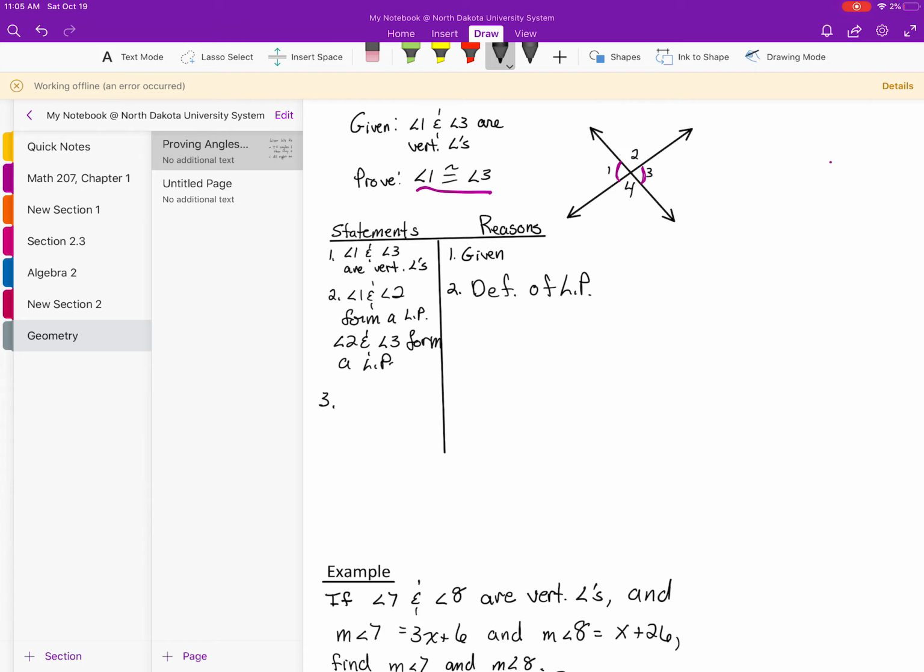All right, so what's my next step? What does that get me? Well, now we know that angles 1 and 2 are supplementary. And angles 2 and angle 3 are supplementary. And how do we know that? Well, we have a theorem that tells us that if two angles form a linear pair, then they are supplementary.